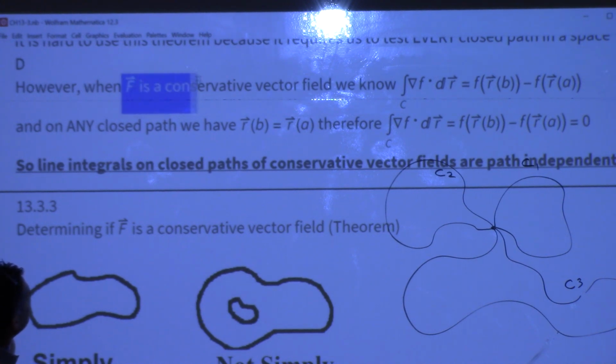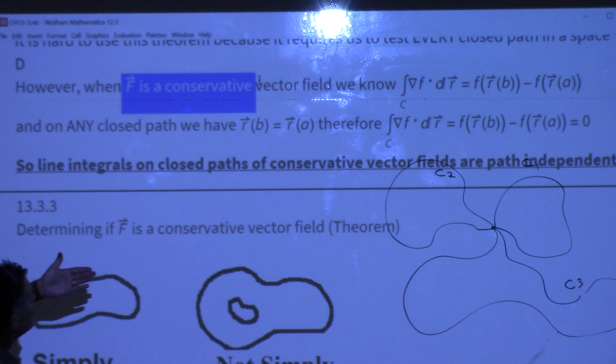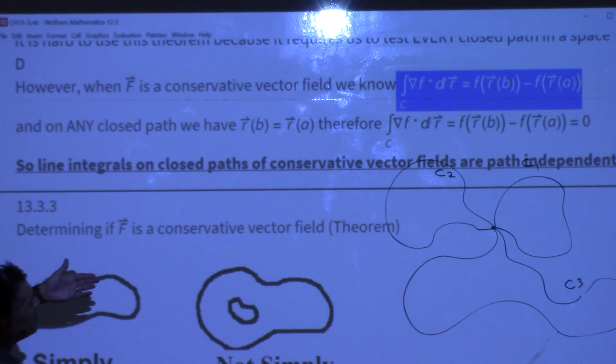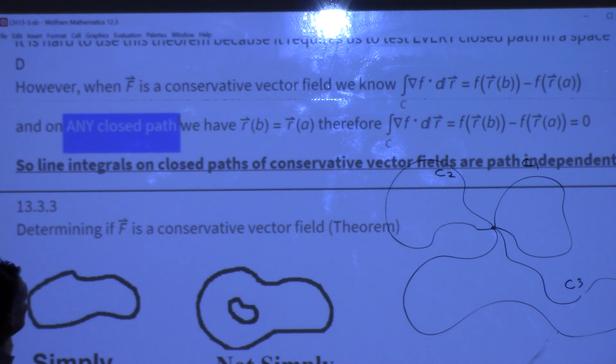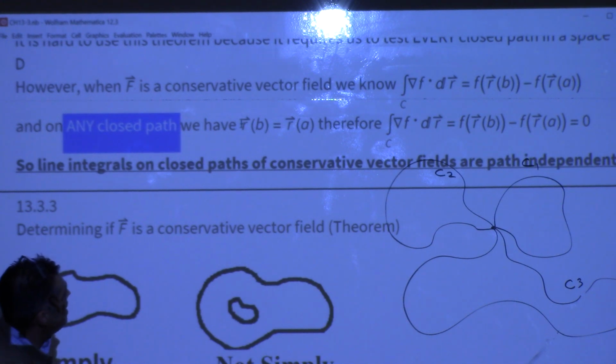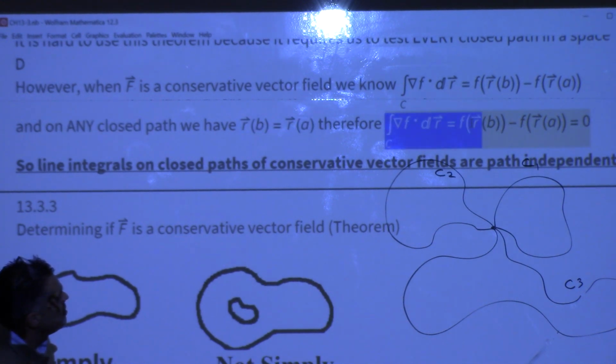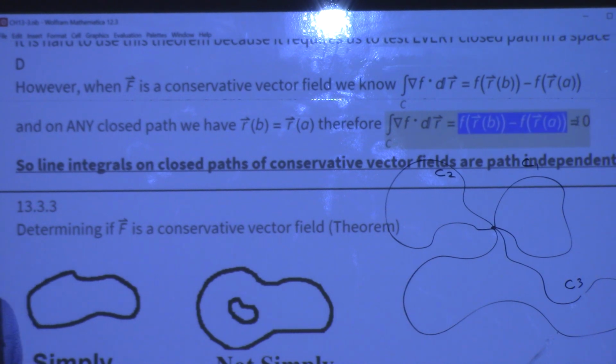Remember that when we say that's conservative, when we give you a field that's conservative, we know that we just have to subtract the two endpoints, right? If it's a conservative vector field, we can subtract the endpoints. But now if I give you any closed path, then we know that the two endpoints are the same. And that way, when we do this, these two subtract to be 0 every single time. So the value of the line integral, if you have a conservative vector field, on any closed curve should be 0.